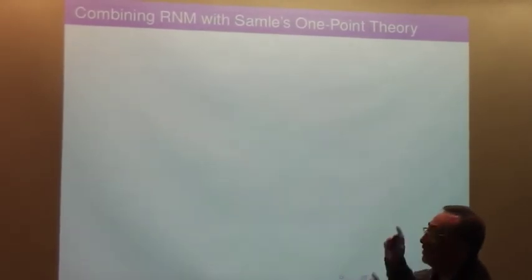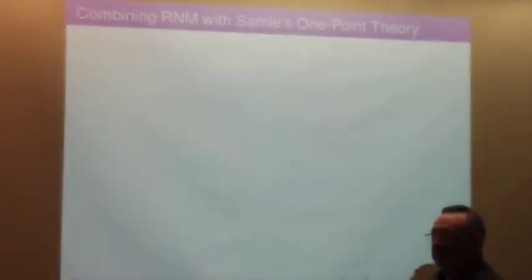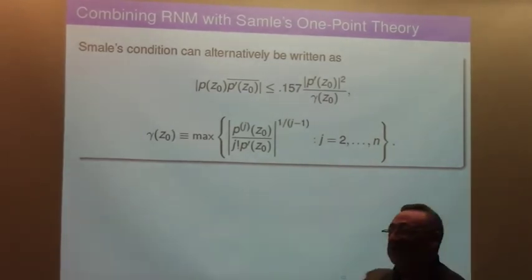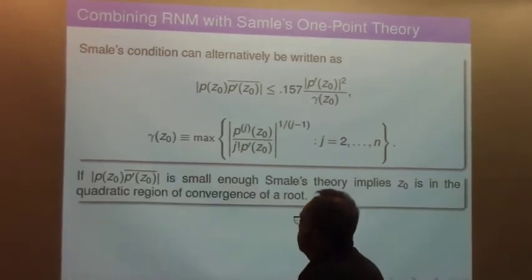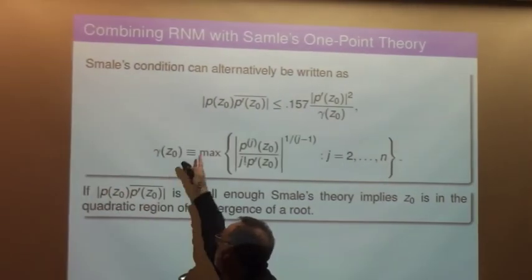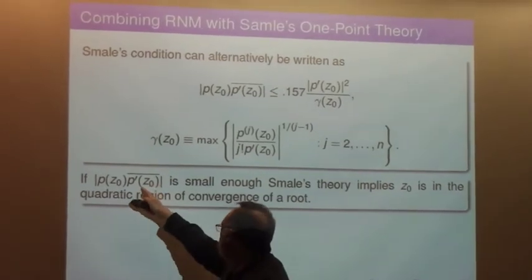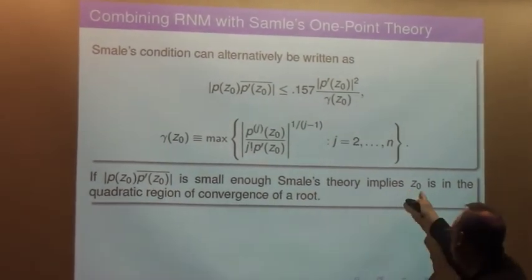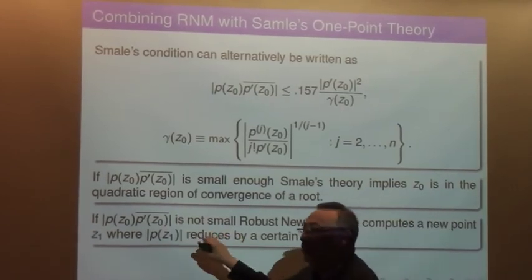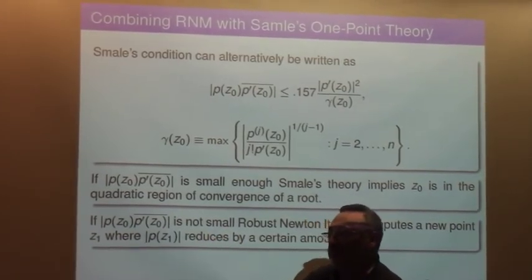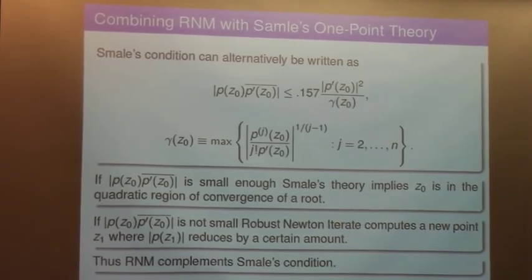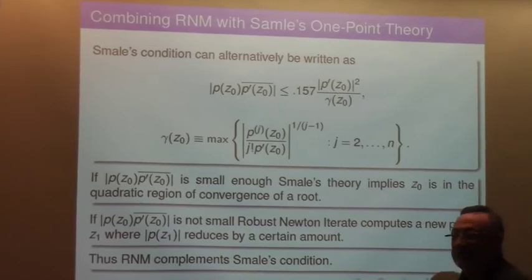Robust Newton method and Smale's 1.8. Here, Smale's condition gives you a quadratic rate of convergence. Notice that the robust Newton method works with the same thing here. If this is small enough, Smale theory implies we have quadratic convergence. And if this is not small, then the robust Newton method is going to decrease it by a certain amount. So it complements Smale's condition.